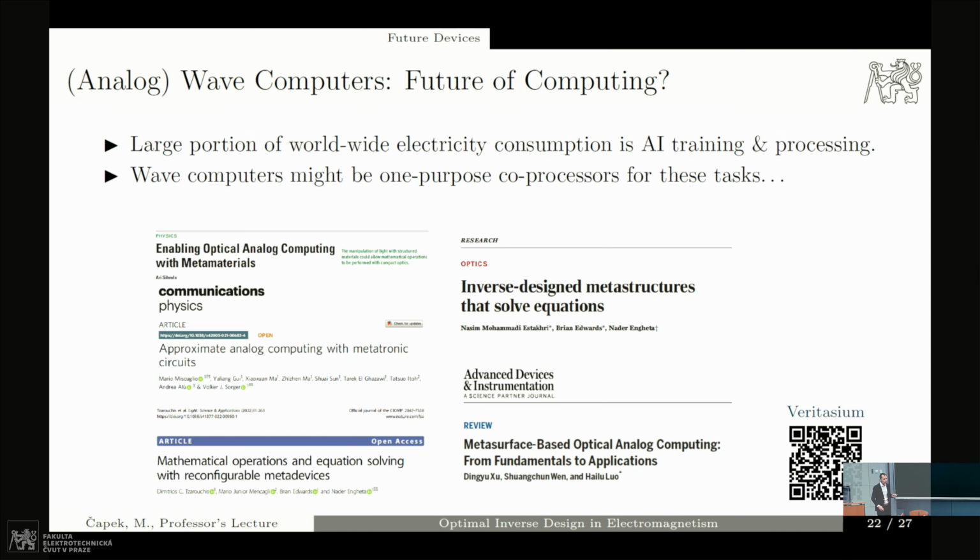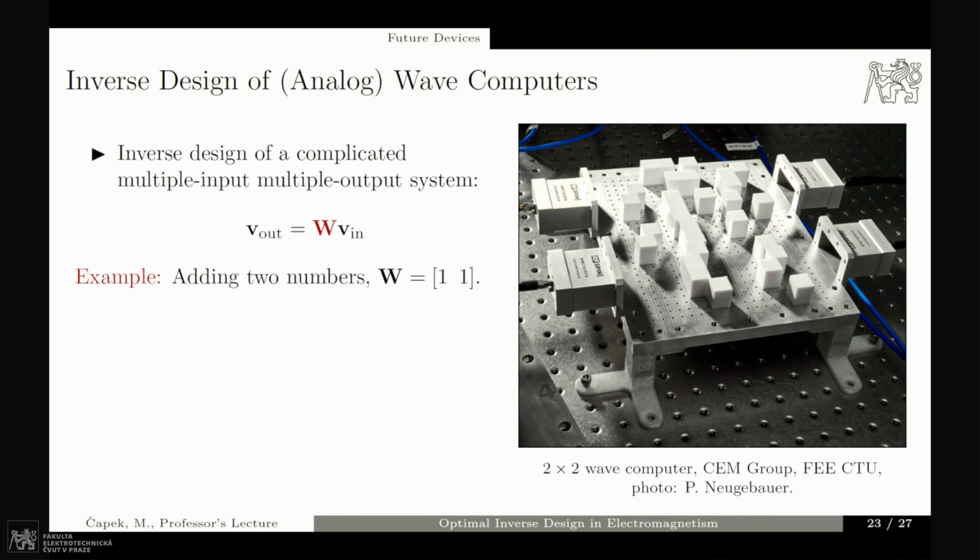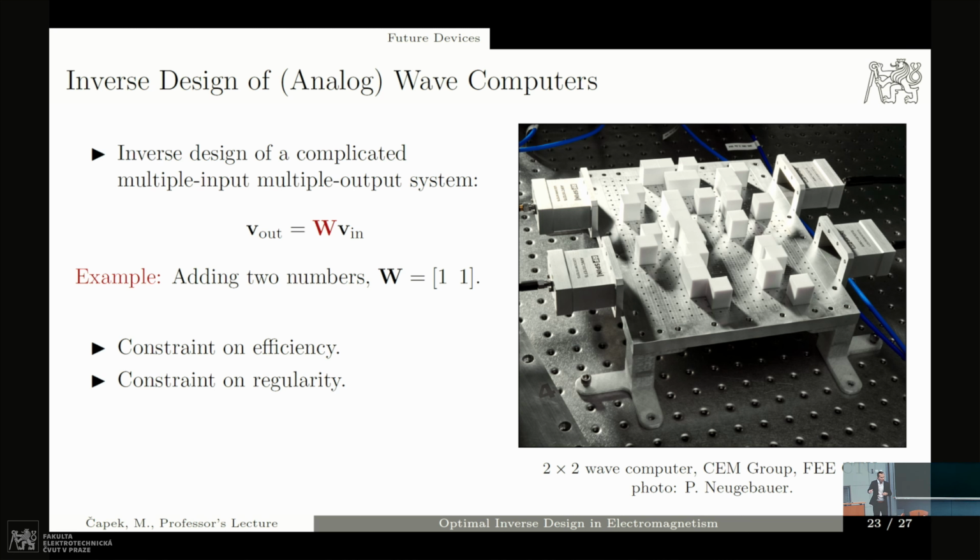It goes back to the 60s, but now maybe we have the technology, and you can see just a few papers from recent years. So at my department, we constructed this prototype, just two input and output ports, which is basically used for this, where you can manipulate with the blocks of Teflon, and you can play with simple algebraic operations like here. What is different here, compared to the two examples I was showing before, is that before you optimize for one metric, focusing efficiency, bandwidth, but now you have to synthesize a matrix.